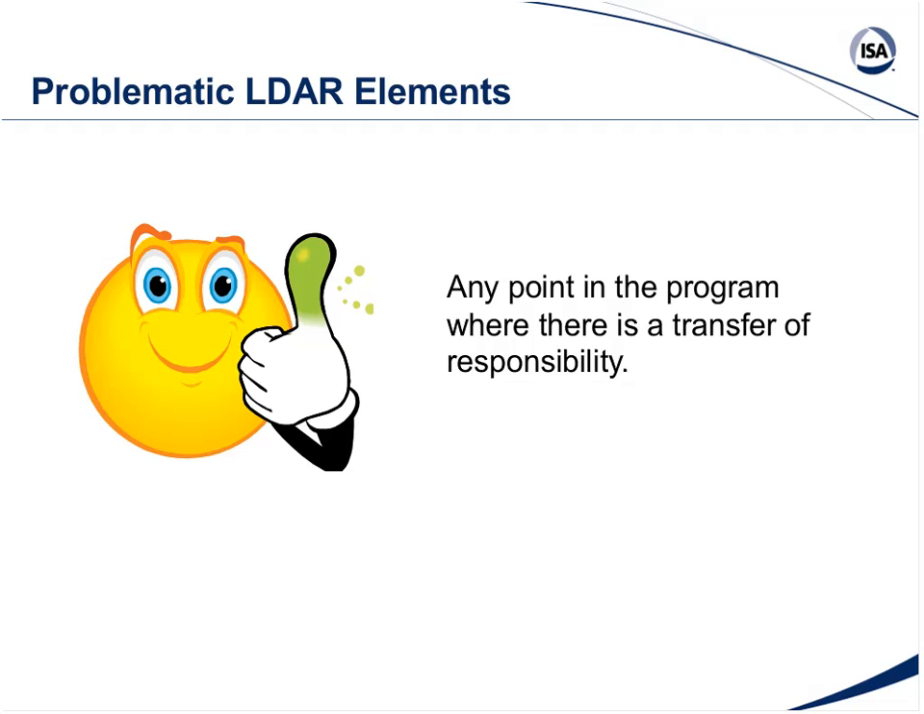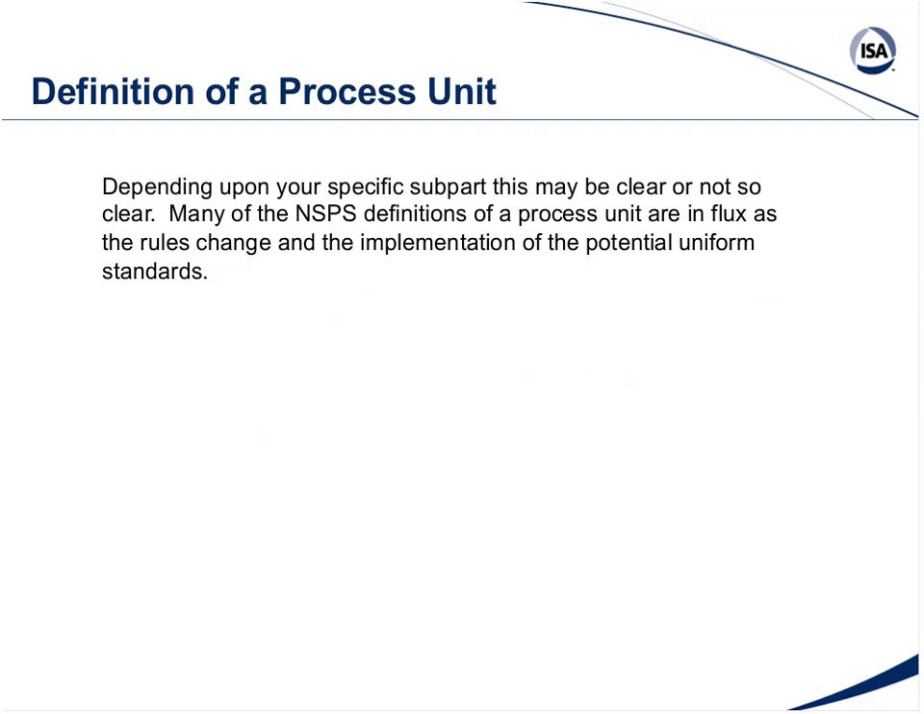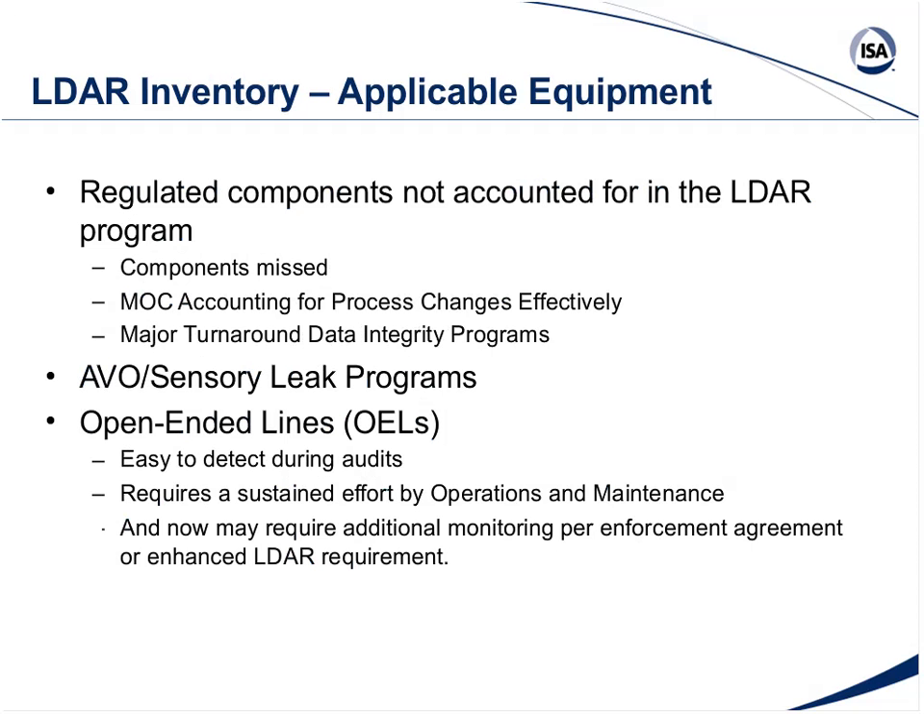So I want to watch those potential changes or transfers of responsibility. My definition of the process unit, I already kind of went into this a little bit. The process unit definitions are changing, and as they go through and do residual risk, as they go through and do updates at the NSPS, you may actually get a new definition of the process unit. And with the implementation of the uniform standards, some of that equipment may be changed as well. So you want to really watch what that definition is. Our applicable equipment, we want to make sure that we have accounted for everything there.